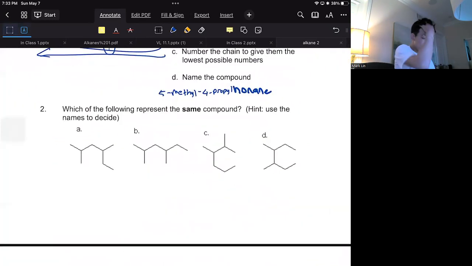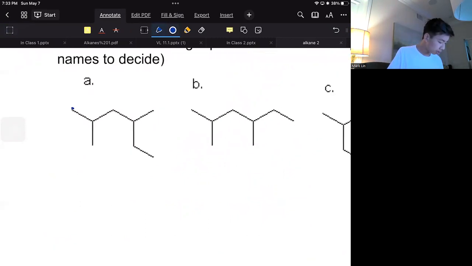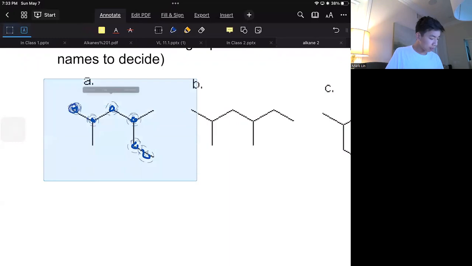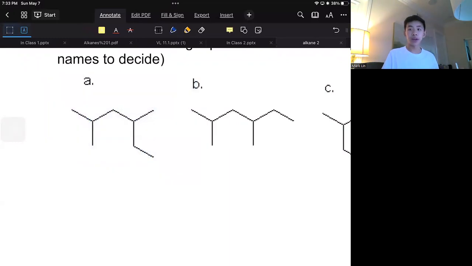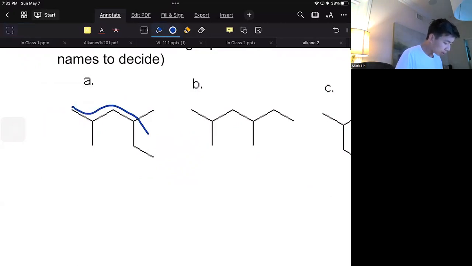Number 2, which of the following represents the same compounds? Let's just do this right now. Each of them has 6 carbons. 1, 2, 3, 4, 5, 6. They all have 6. So in order to name them, let's just name them first. For A, the main strand is going to be here.